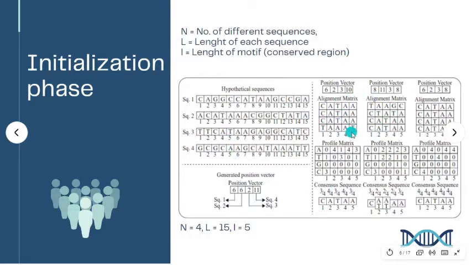After our alignment matrix is made, we then make the profile matrix. In the profile matrix, we have our 4 DNA bases, which are A, T, G, C. And what happens is that we take a column-wise frequency of the bases that we have. In this first column that we can see, we have 3 C's and 1 T, and this is how the profile matrix is made.